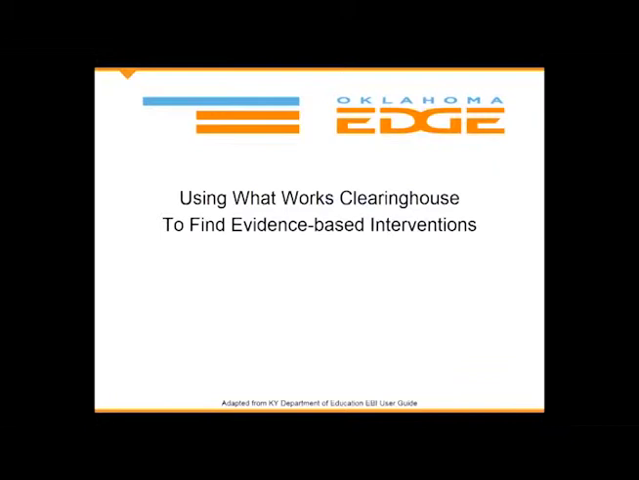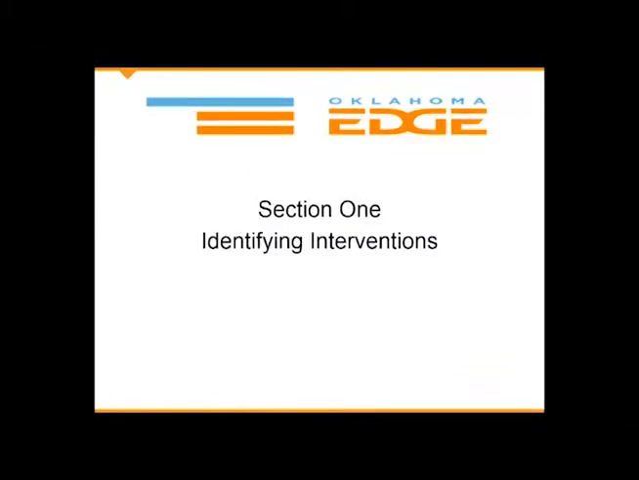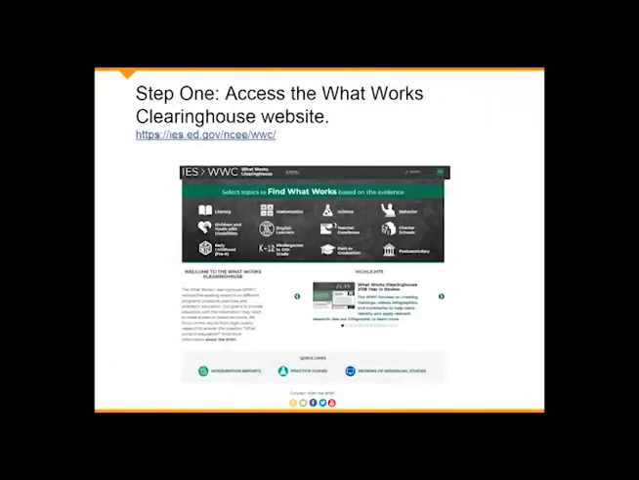WWC only reviews high-quality experimental and quasi-experimental studies, so your team can feel confident to find Tier 1 and Tier 2 studies to make evidence-based decisions for your school. In Section 1, we will start with identifying the intervention. Step 1 will be to access the What Works Clearinghouse website at the link above. This is a view of the opening page. Here you can navigate to different parts of the site using the menu button located at the center of the page.